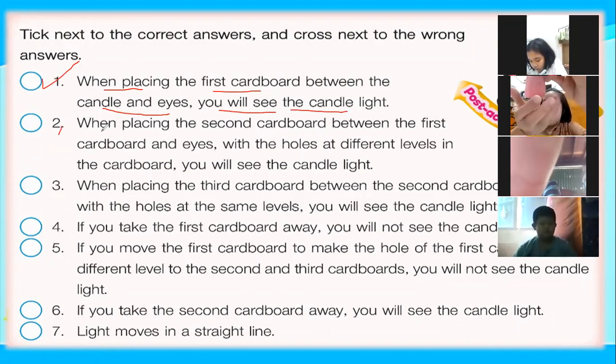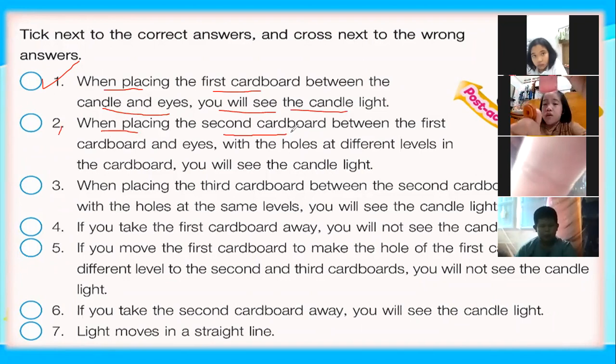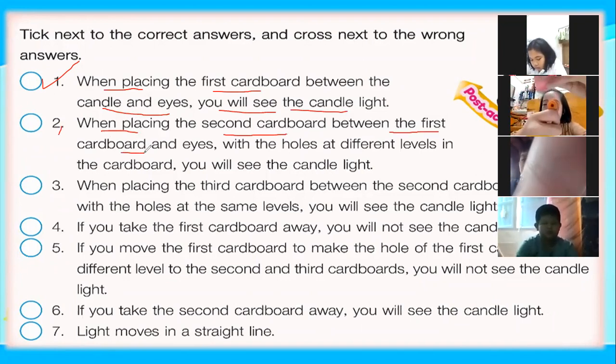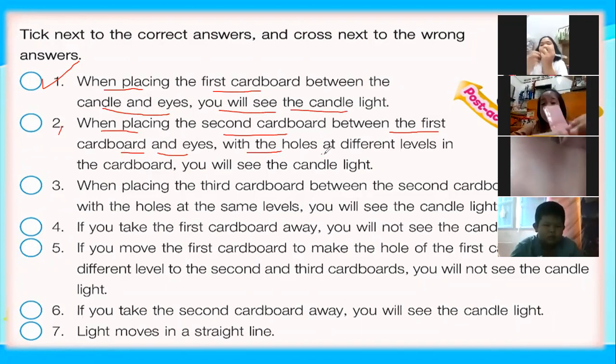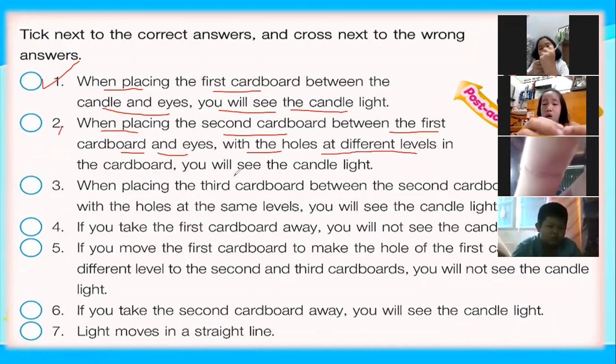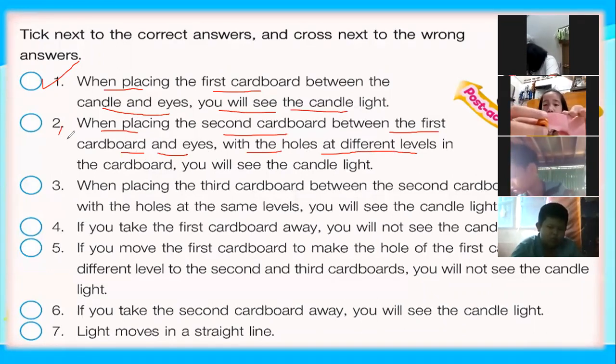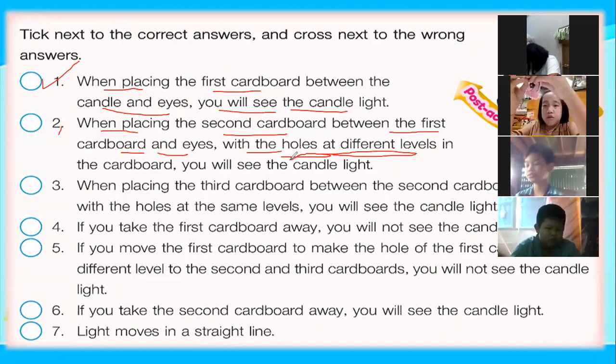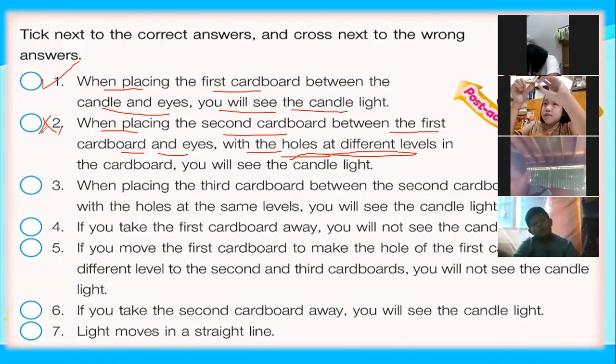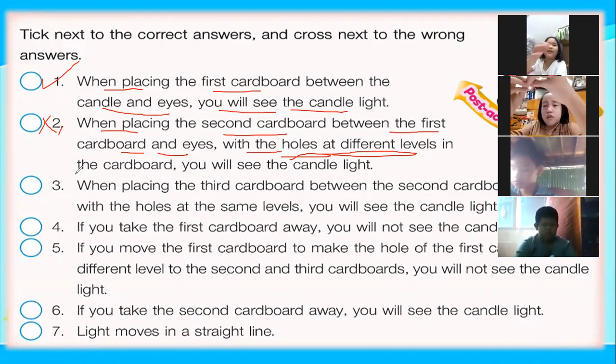Now, number 2: when placing the second cardboard between the first cardboard and the eye, with the holes at different levels, you will see the candle. Is it correct or not? Here, students, the holes are at different levels, so can we see or not? It's wrong. We cannot see, because the holes are at a different place, not the same place.